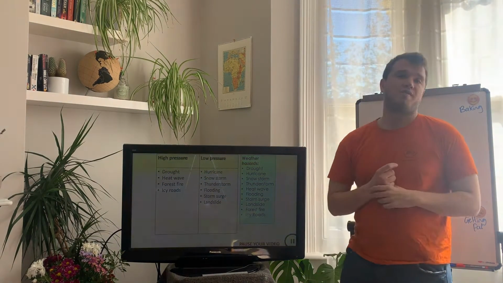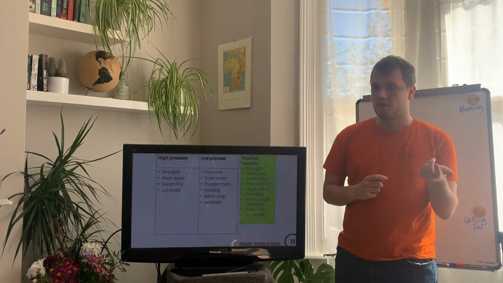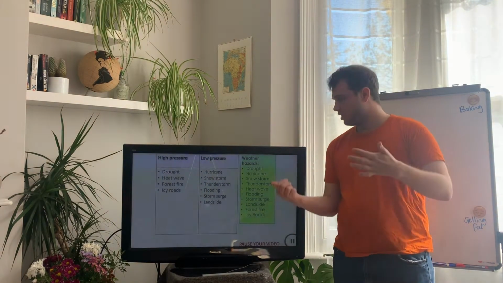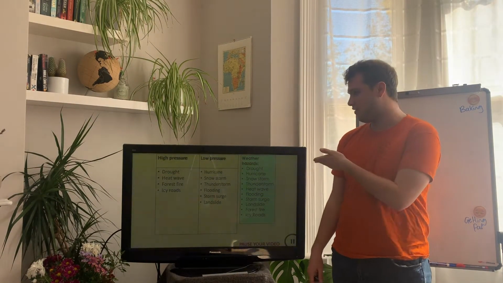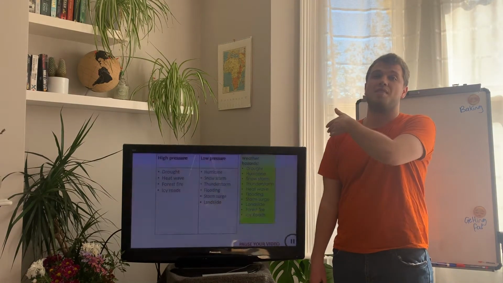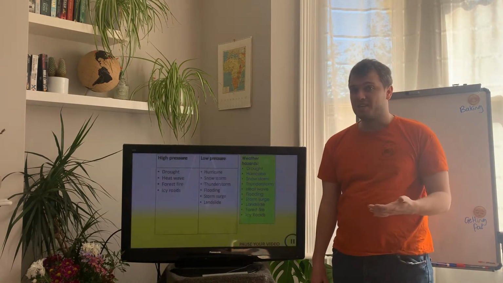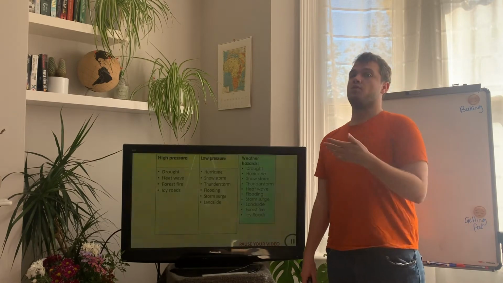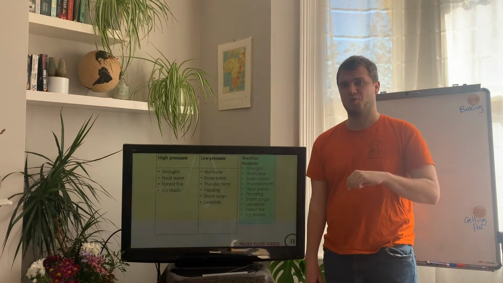And our low pressure events are our hurricanes, snowstorms, thunderstorms, flooding, storm surge, landslide. Now note, all of these are events that kind of occur when there is precipitation. And precipitation we only get when there's low pressure. So hopefully you all worked that one out for me.